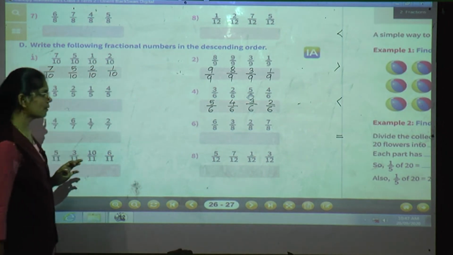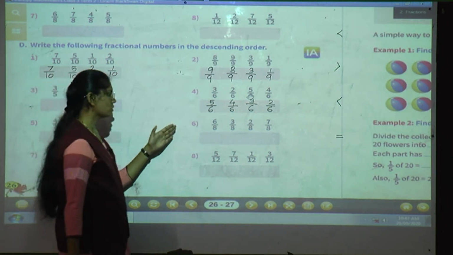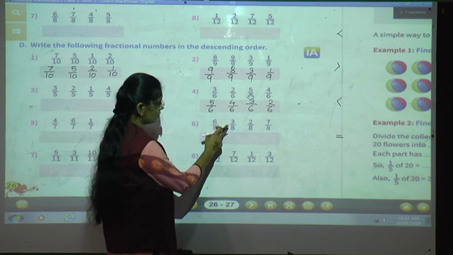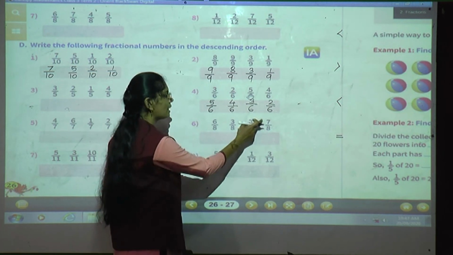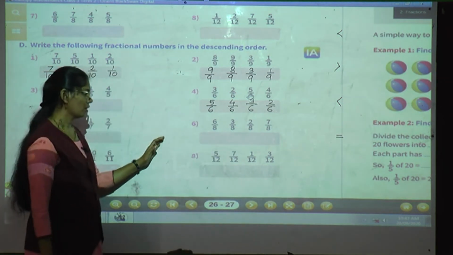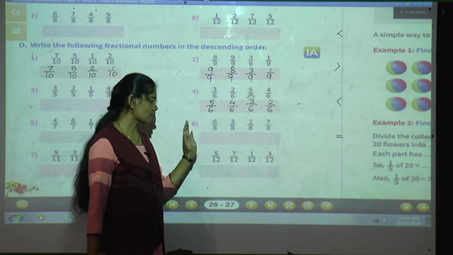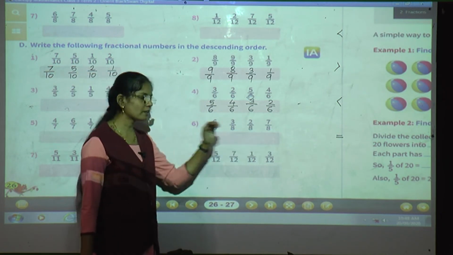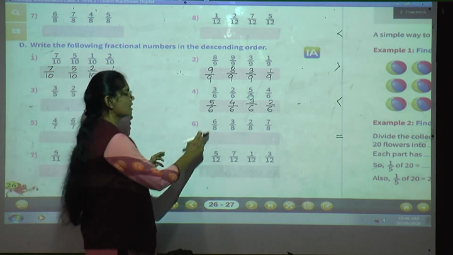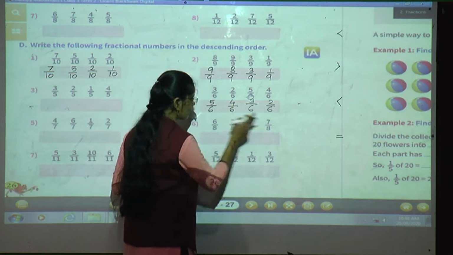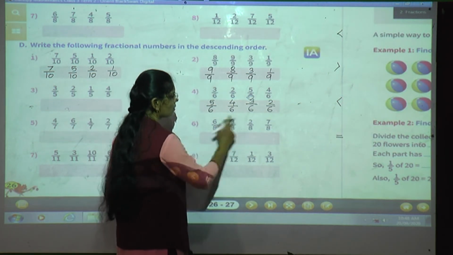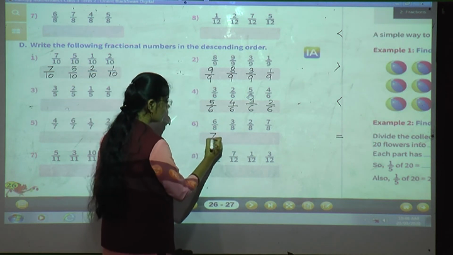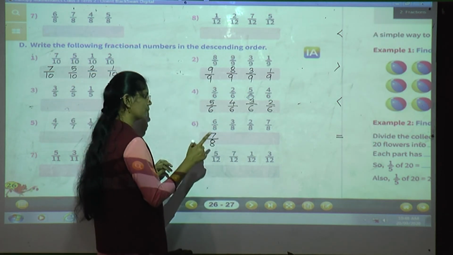Okay, clear? Okay, now we'll move to the sixth example. Here 6 by 8, 3 by 8, 2 by 8 and 7 by 8. Now see carefully all the fractions. Among all the fractions, which fraction is greater? Yes, see, now you have to see only the numerator. 6, 3, 2, 7. Among all these 4 numbers, 7 is greater. Okay, so we'll write here 7 by 8.